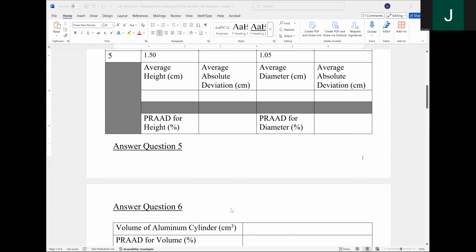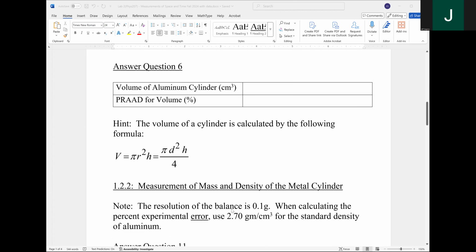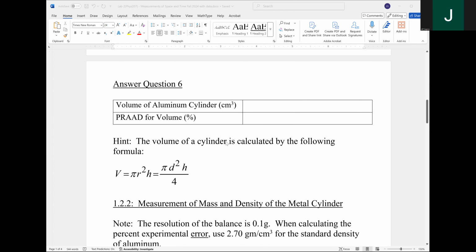Okay, then we get to question 6. Question 6, I want you now to calculate the volume of that aluminum cylinder and the PRAD for volume. So the question is, how do you do that? Let me go over to the iPad and show you this more carefully.